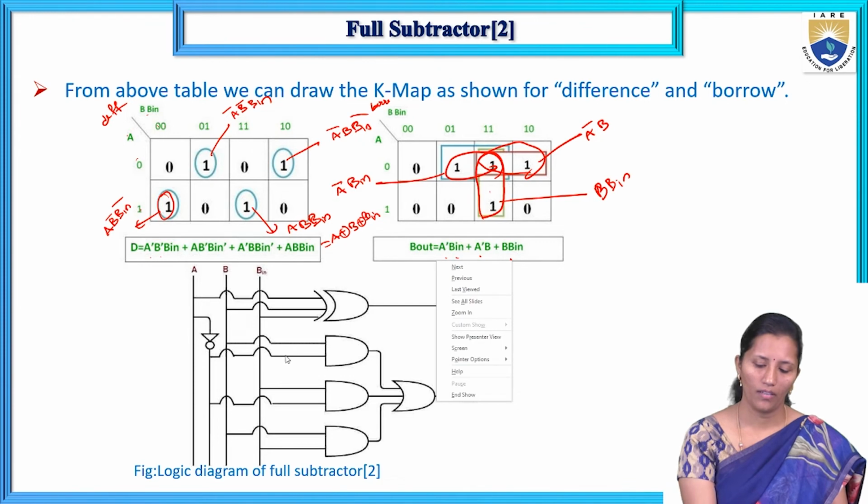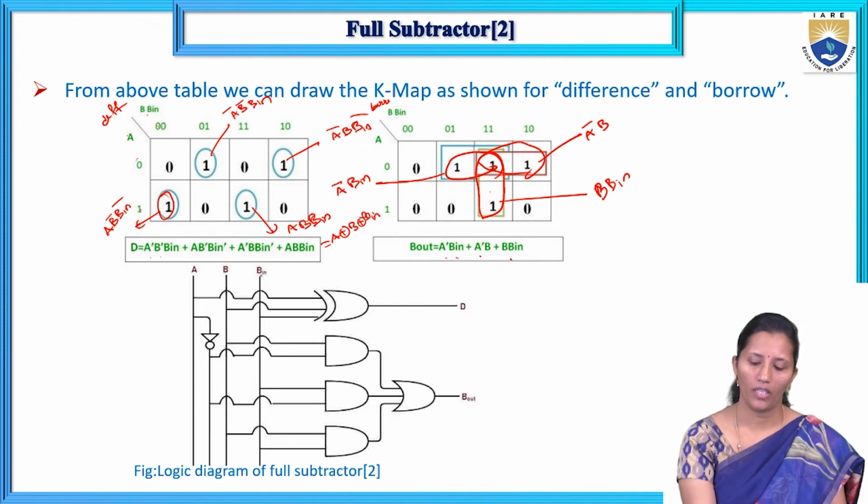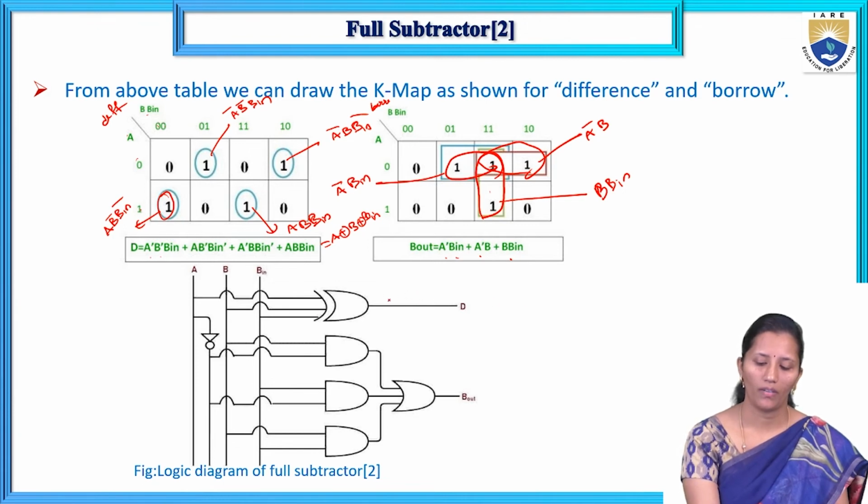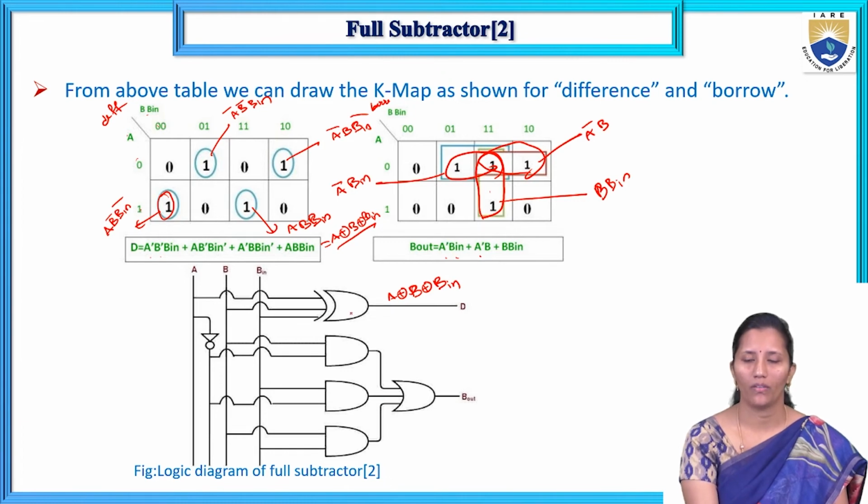Okay. So by these two equations we have to draw the logic diagram of the full subtractor. So for difference, what is the equation? A XOR B XOR B in. Okay, so these three inputs are given to the XOR gate, and we are going to get the difference.